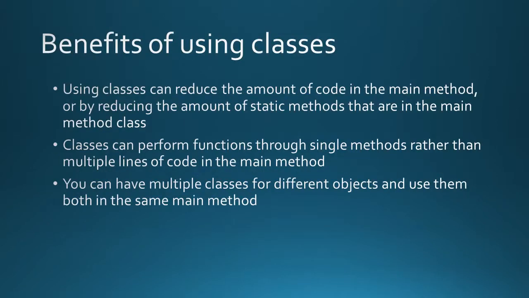Here are a few benefits of using classes. Using classes can reduce the amount of code in the main method, or by reducing the amount of static methods that are in the main method class. Classes can perform functions through a single method rather than through multiple lines of code in main. And you can have multiple classes for different objects and use them both in the same main method. For example, if you have a bank account class and you have a savings and then a checking account class.